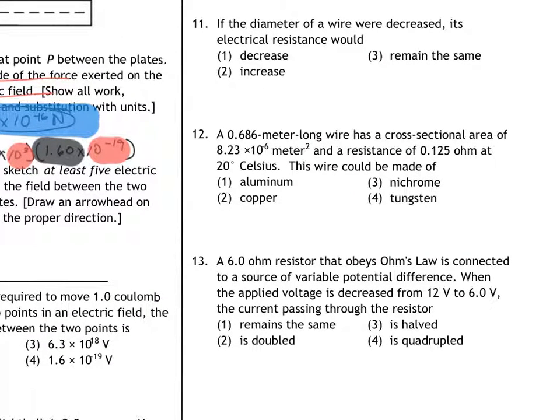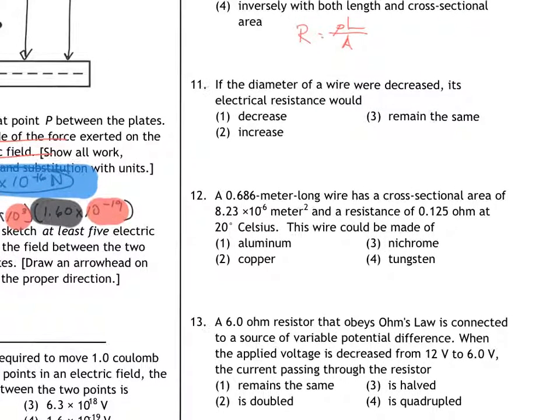If the diameter of a wire were to be decreased, what would happen to its resistance? So essentially we're asking you, if you make the cross-sectional area smaller, what happens to resistance? So the smaller the diameter, the smaller the area, and the smaller the area becomes, the larger the resistance becomes. So the resistance would increase.